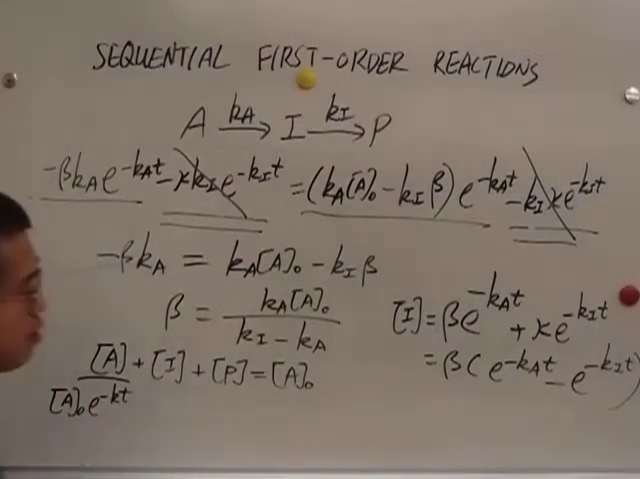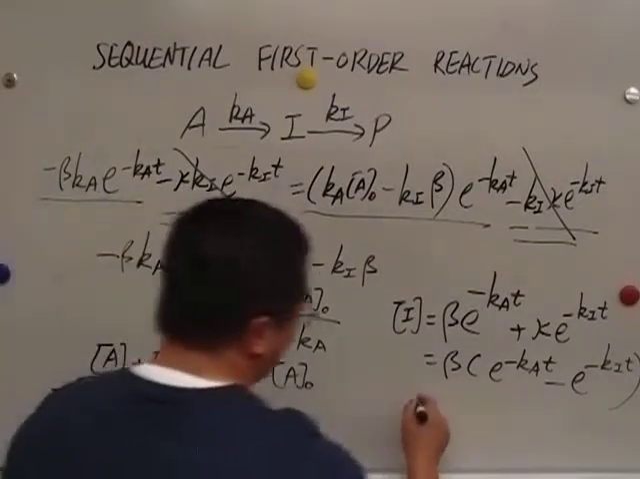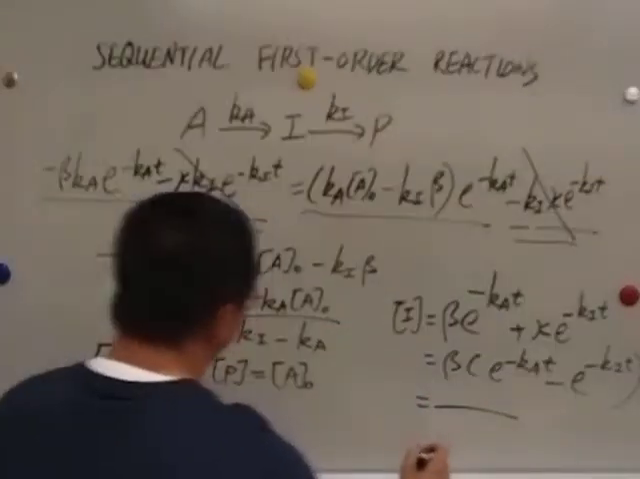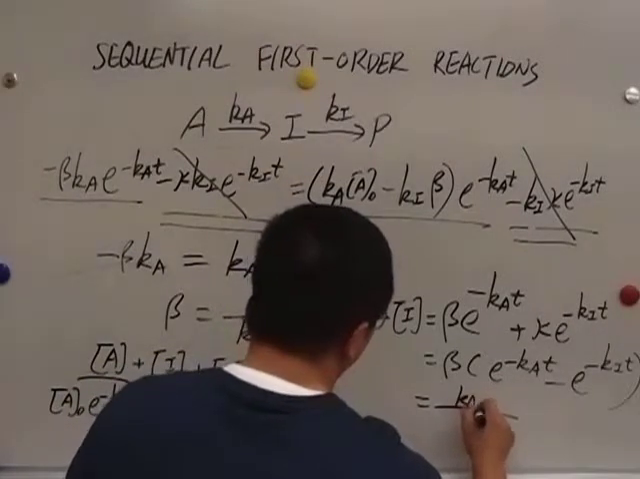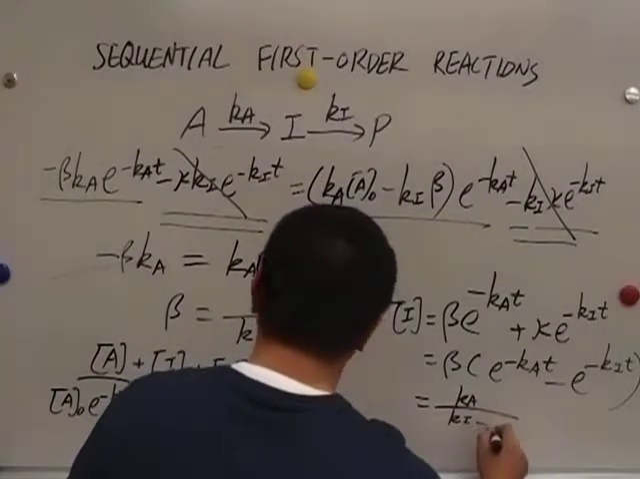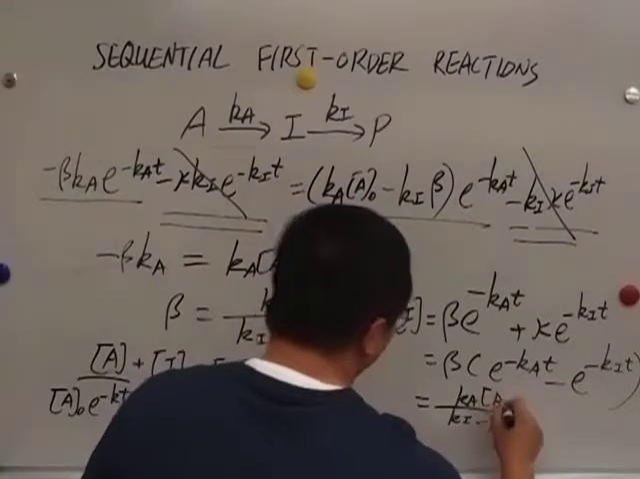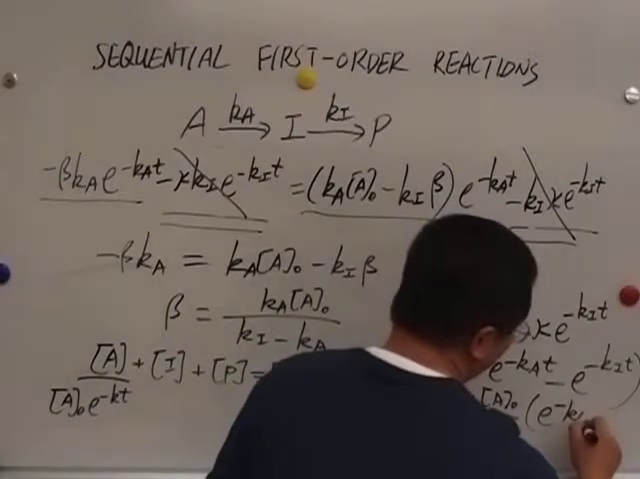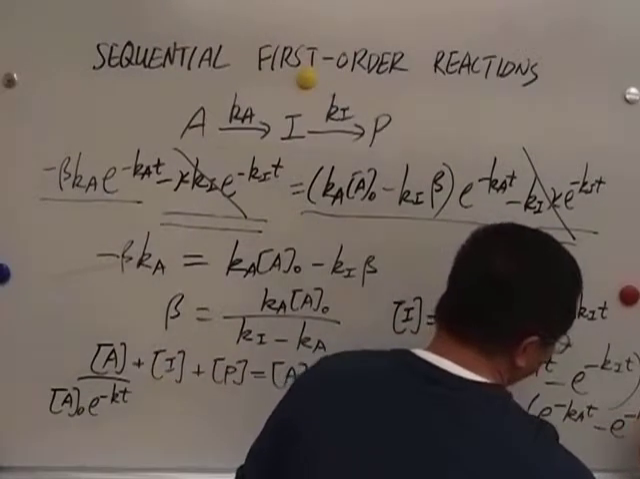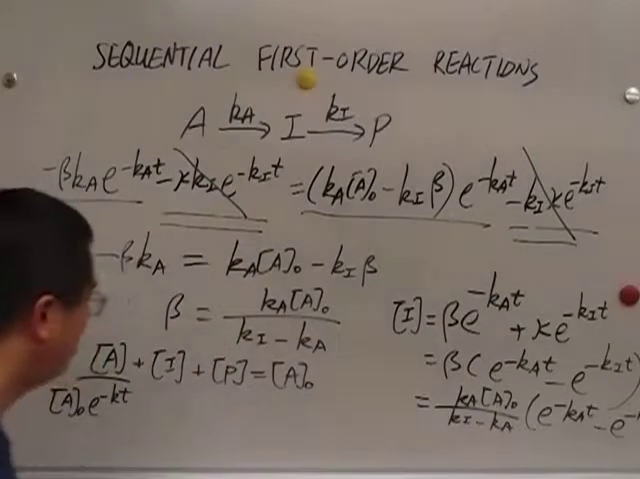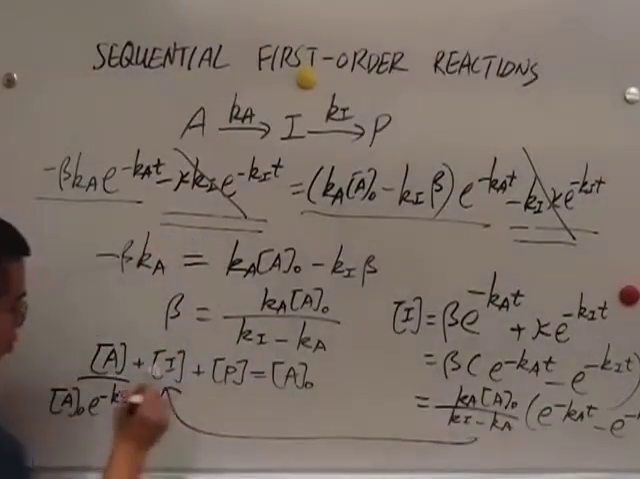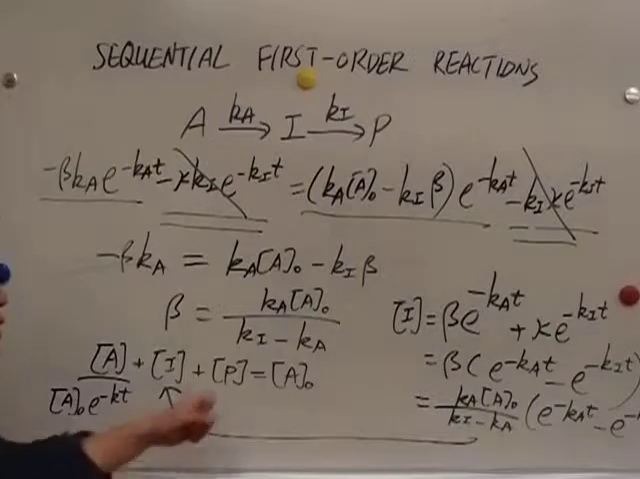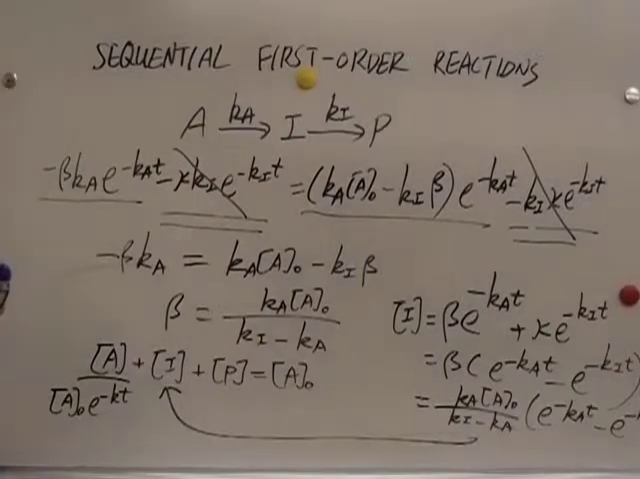We have the expression for I. I is really complicated because of this beta term. This is Ka over Ki minus Ka, and then you have A naught on top, and then it's the difference between two exponential functions. Plug in the expression of I here, and then you will find the expression of the concentration of the product and how that changes with time.